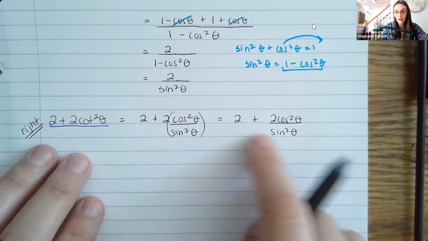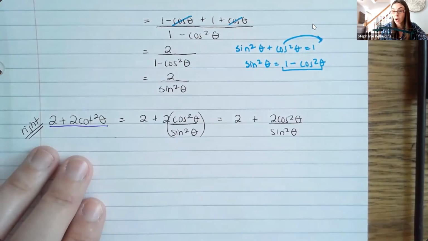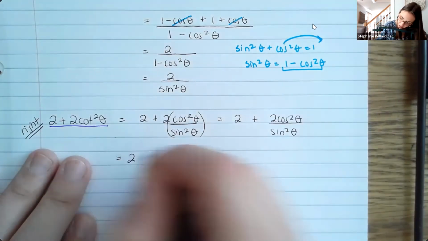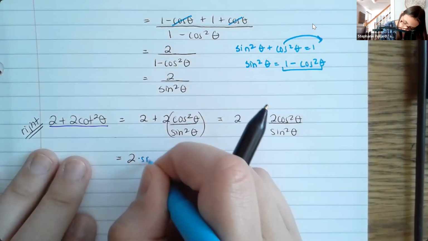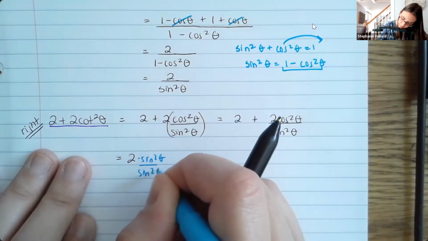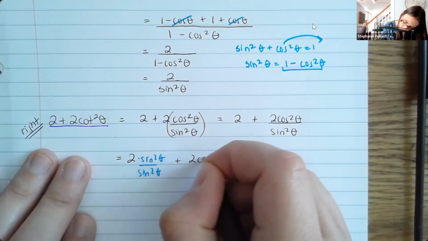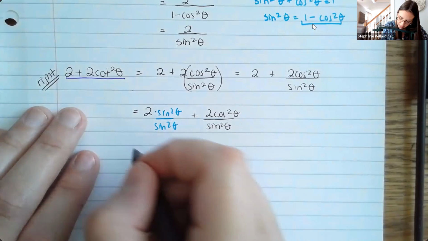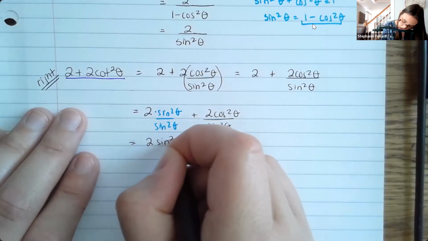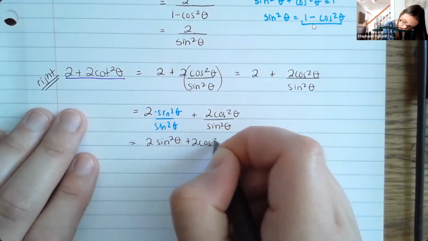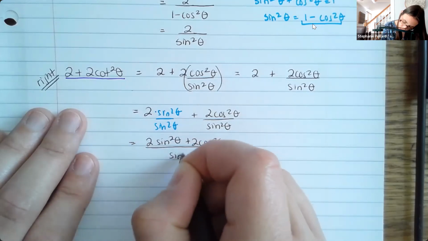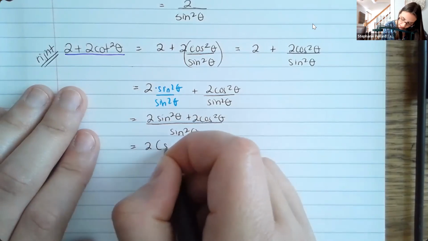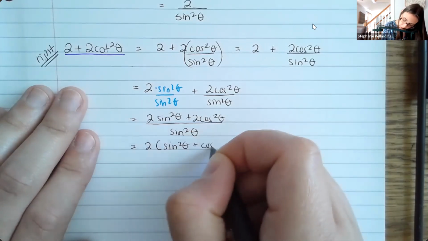I see adding here, I see fractions. So my next step is maybe let's try a common denominator. So for the first one, my denominator should be sine squared. So I'm going to multiply by sine squared over sine squared. And when I do that, I get 2 sine squared theta plus 2 cosine squared theta all over sine squared theta. Well, I do see a 2 I can factor out here, and then I get sine squared theta plus cosine squared theta.